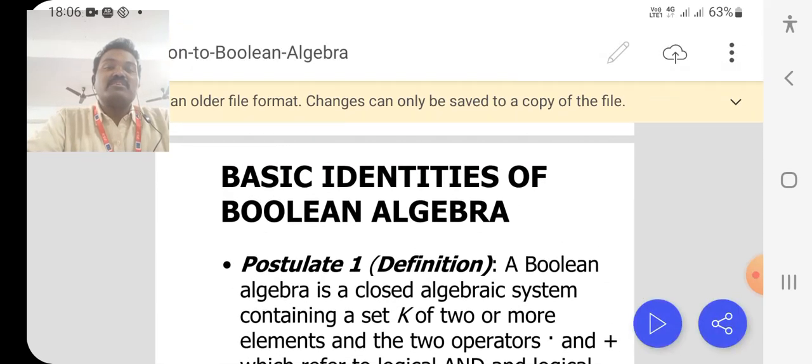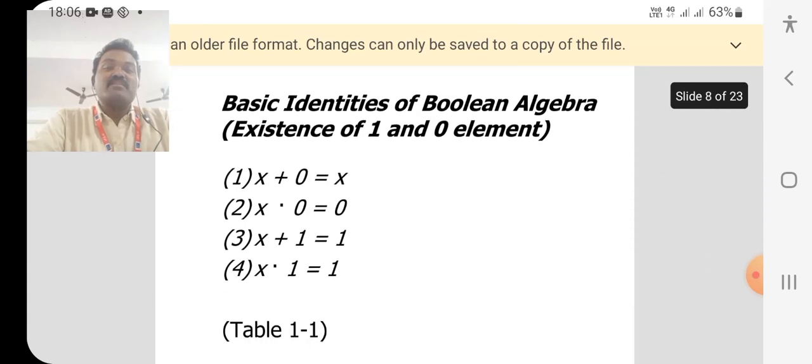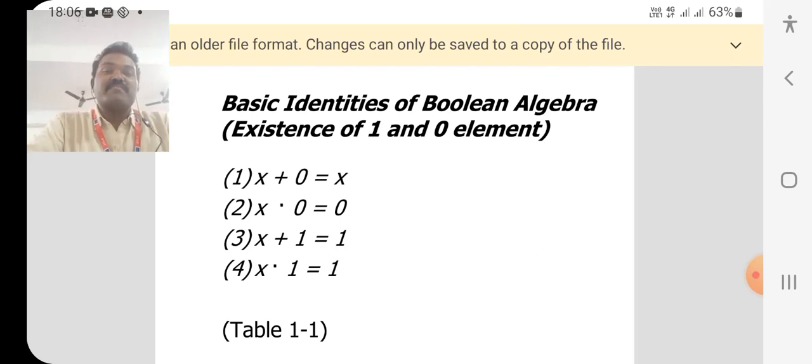Now I am going to Boolean laws. First law, x plus 0 is equal to x. This is the first law. Now x is a variable and 0 is a value. Now I am giving x equal to either 0 or 1, because in a digital system we use either 0 or 1 only. So in the first equation, x plus 0 is equal to x. I will give the proof.